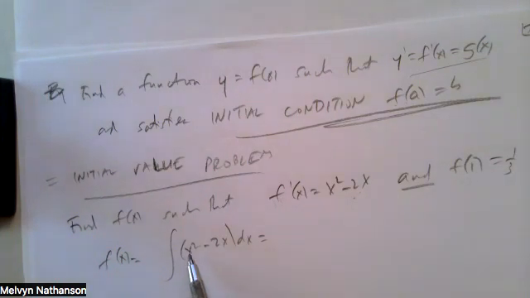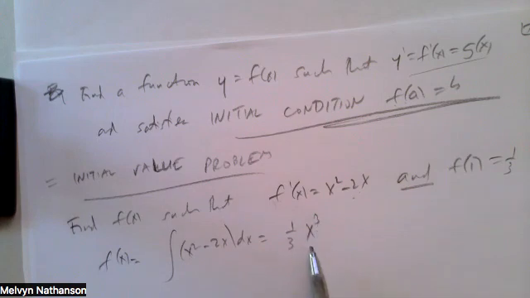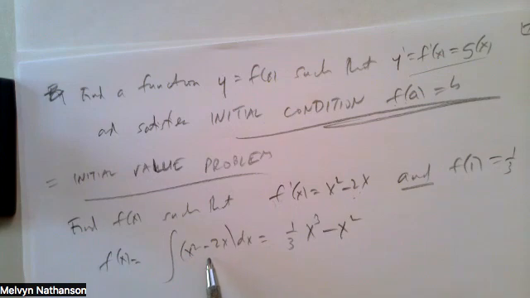The antiderivative of x squared is 1/3 x cubed. So if you differentiate this, you get x squared. An antiderivative of 2x is x squared. So the general antiderivative, or integral, of x squared minus 2x is 1/3 x cubed minus x squared plus any constant c.